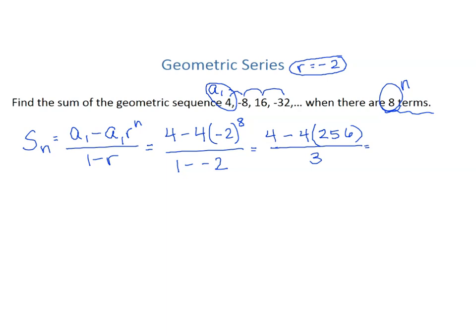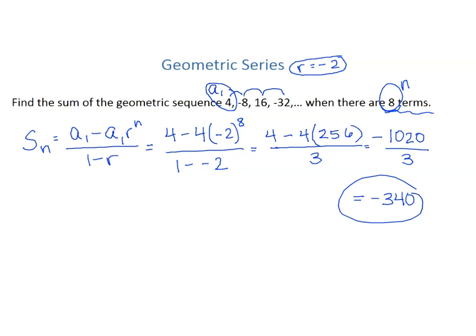So now we just keep simplifying, and if you're using a scientific calculator, you can put that right in because it'll multiply before it does a subtraction. So that's what I'm going to do. 4 minus 4 times 256 is negative 1,020. And then I'm going to divide by 3. And I get negative 340. So that's my sum for this geometric sequence when there are 8 terms.